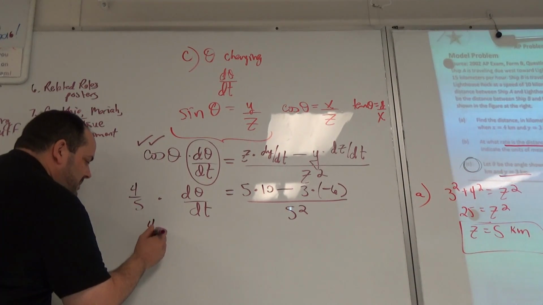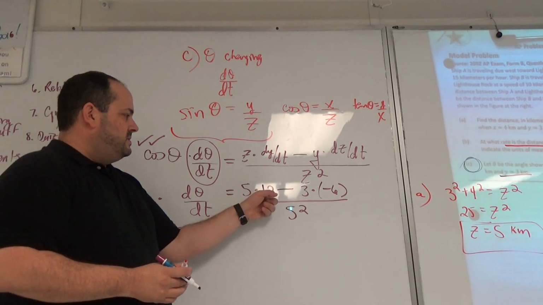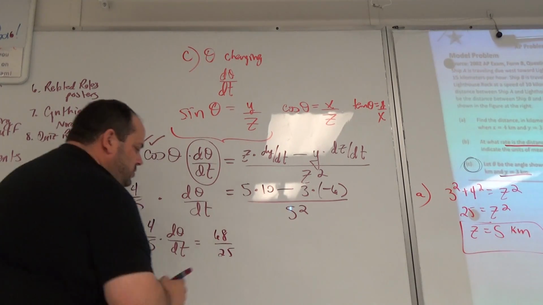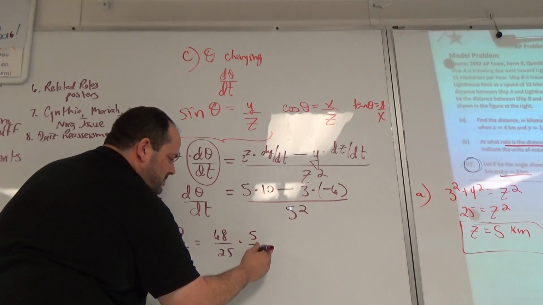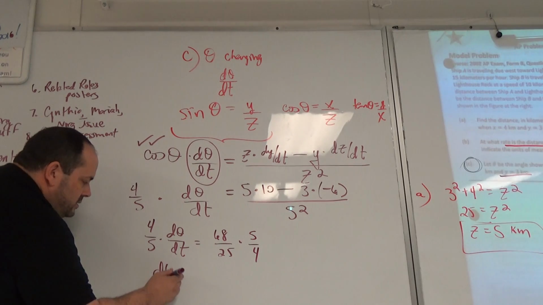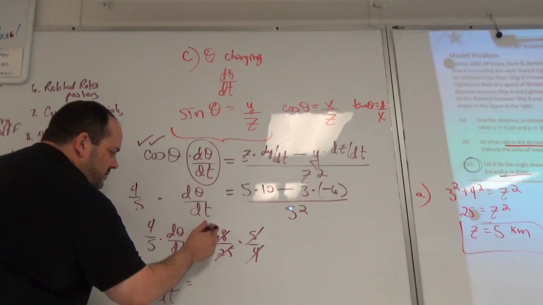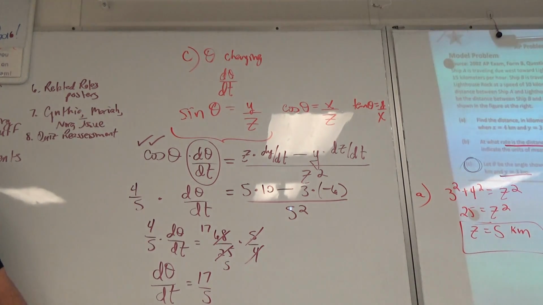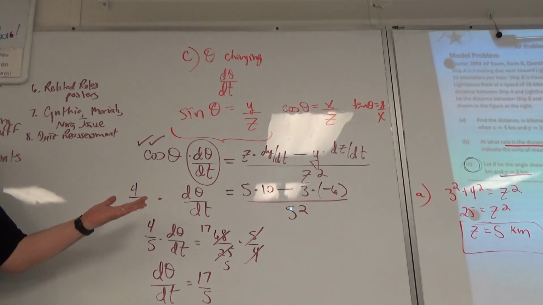So let's clean this up and do this the right way. We got 4/5 d theta dt. 5 times 10 was 50 plus looks like 18. So 68 over 25. I want to divide both sides by 4/5. That's the same as multiplying by 5 over 4. So d theta dt, I can reduce, and I think we get 17 over 5. I am not worried about the reducing. You could leave it as 68 over 25 divided by 4/5 and get all the points.